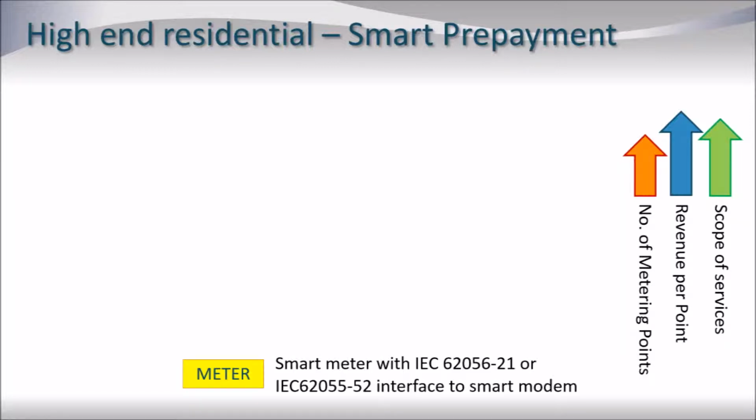In this topology, we'd be using a smart meter with the IEC 62056-21 or IEC 62055-52 interface to a smart or intelligent modem. Now this intelligent modem has to take away some of the workload from the head-end system, so that's why we call it a smart modem. In fact, the smart modem acts a little bit like a concentrator, except it's not taking communications to multiple meters. The head-end system would be the same as that used in low-end residential and based on 61968-9.